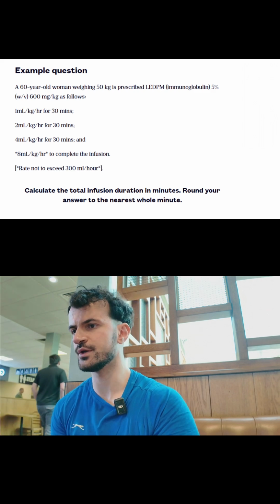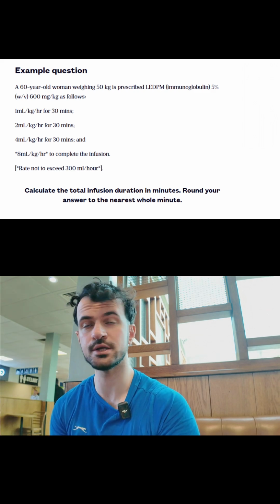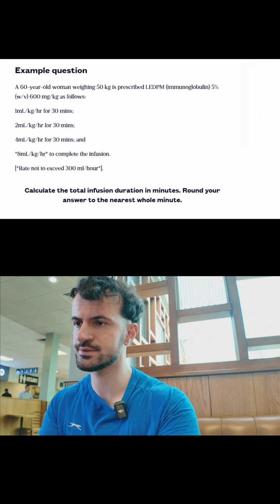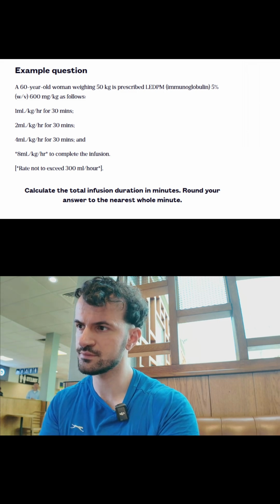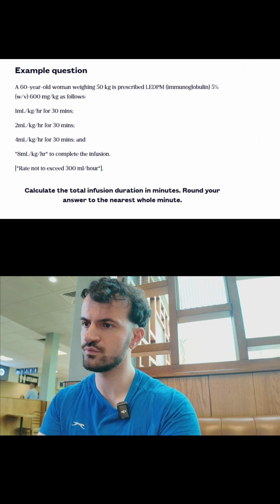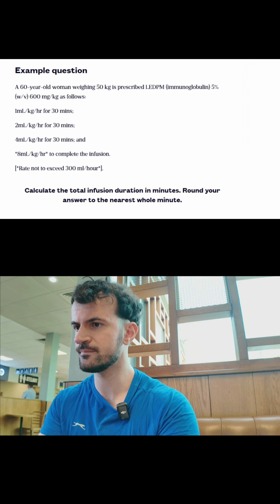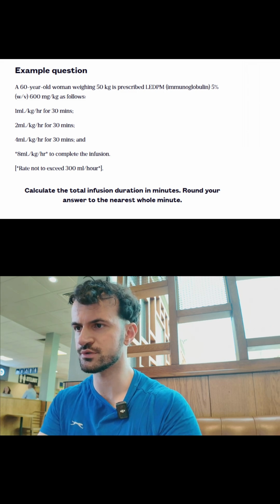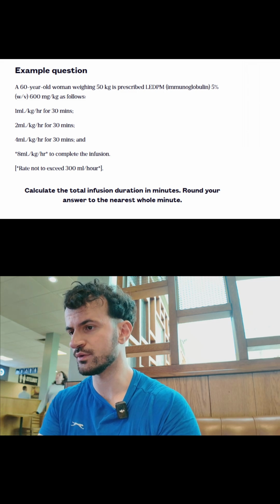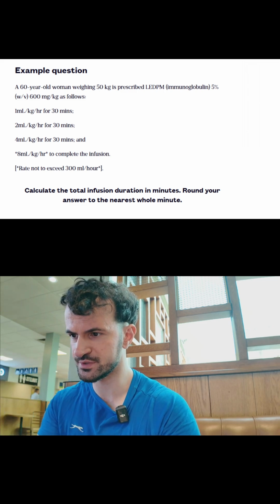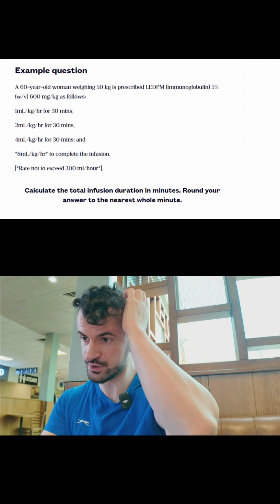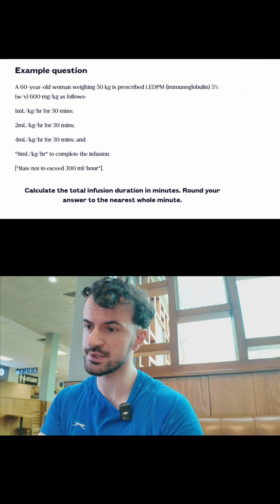Then you have 8 mL per kilogram per hour, right? So you would need to do 8 times 50, which will give you 400 milliliters per hour, and that will complete the infusion. In the question, it mentions that the total duration of time is what we're looking for here. So it wants the total infusion duration. So that's very, very good.